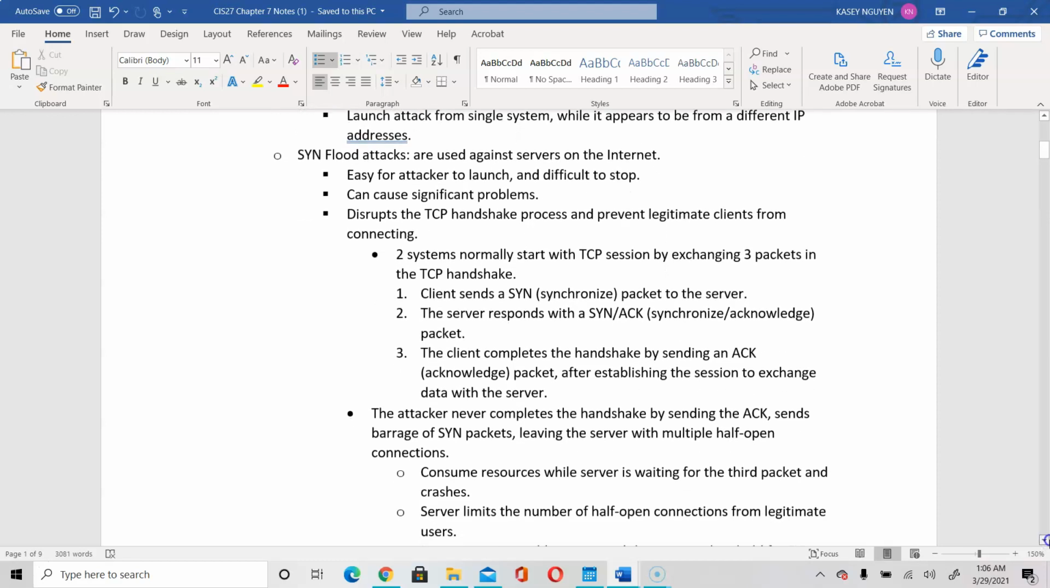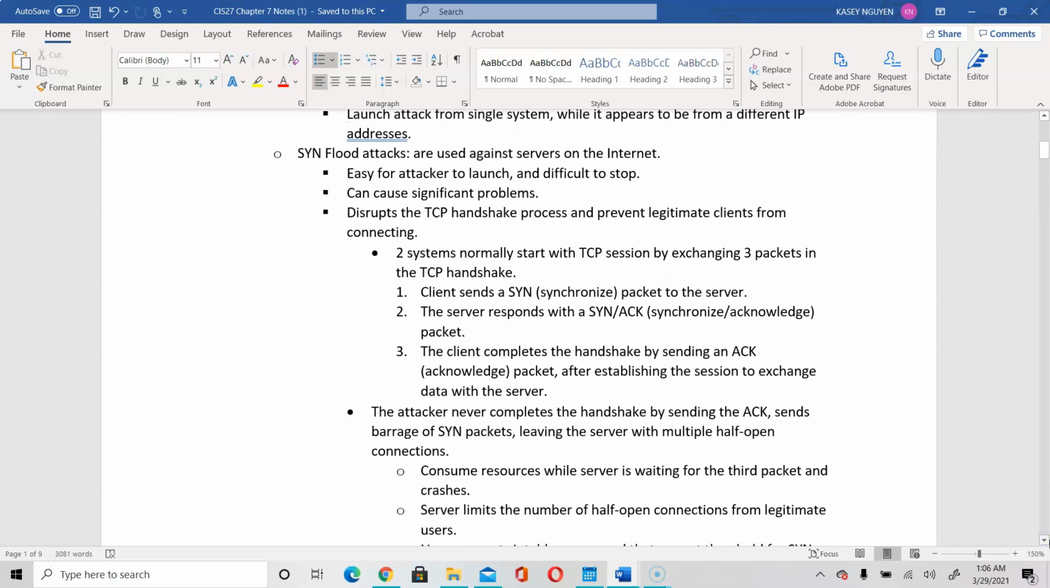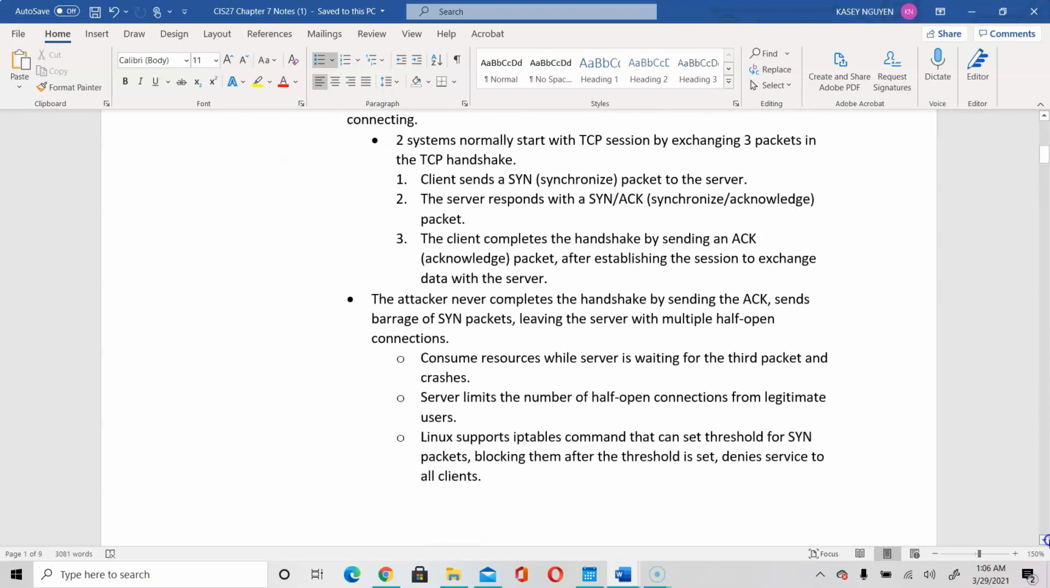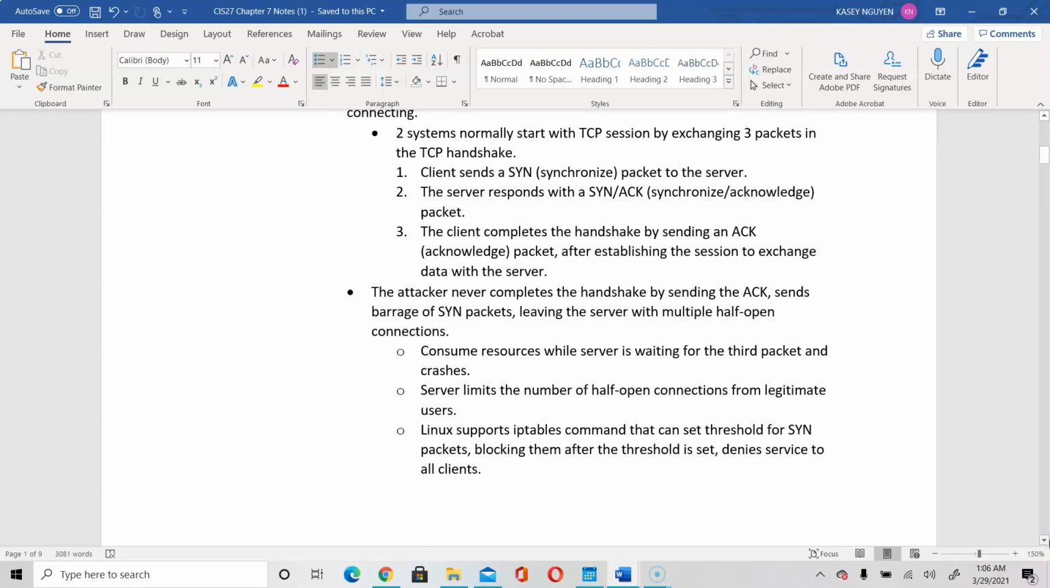Now, in this type of attack, the attacker never completes the handshake by sending the ACK. They would send a barrage of SYN packets, leaving the server with multiple half-open connections, and it would consume resources on the server as it's always going to wait for that connection to be established. With Linux, you would see that the iptables command can set a threshold for the SYN packets, blocking them after the threshold is set, and it denies the service for all clients.